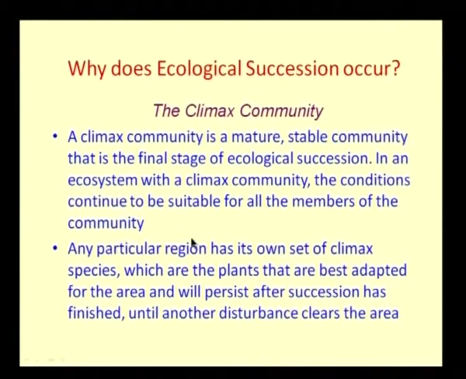In an ecosystem with a climax community, the conditions continue to be suitable for all the members of the community. Any particular region has its own set of climax species, which are the plants that are best adapted for the area, and persist after succession has finished until another disturbance clears the area. So, essentially when you look at the climax community, it is stable in all aspects, but this same climax community differs between areas. In a particular ecosystem, there will be a certain set of climax community. In ecosystem A, it will be different. In ecosystem B, again you have a separate set of climax community.